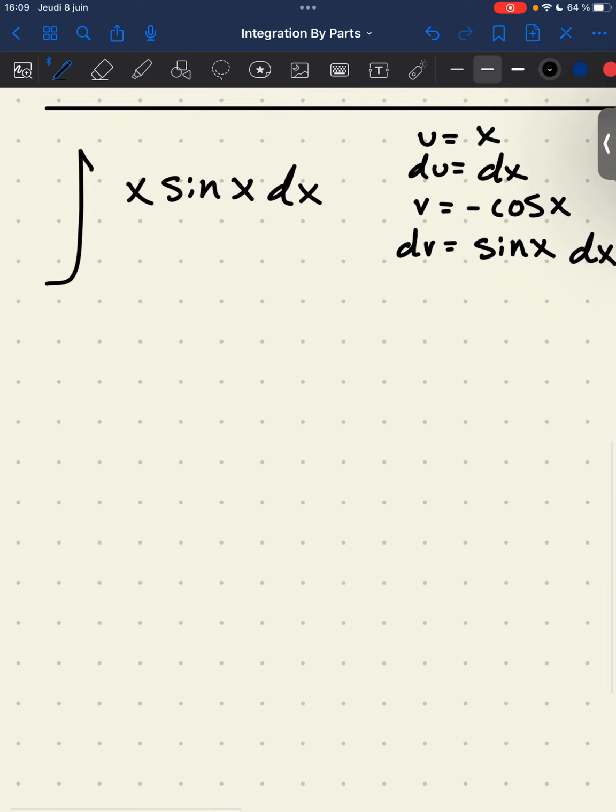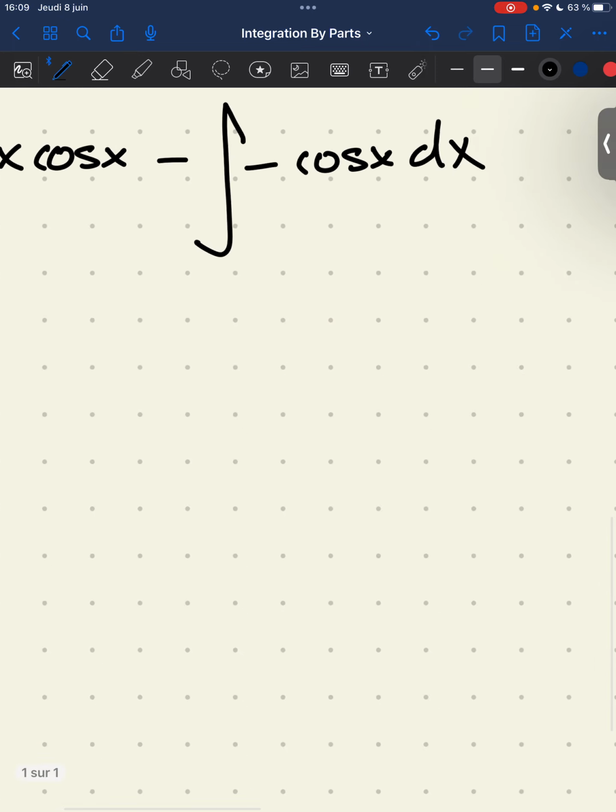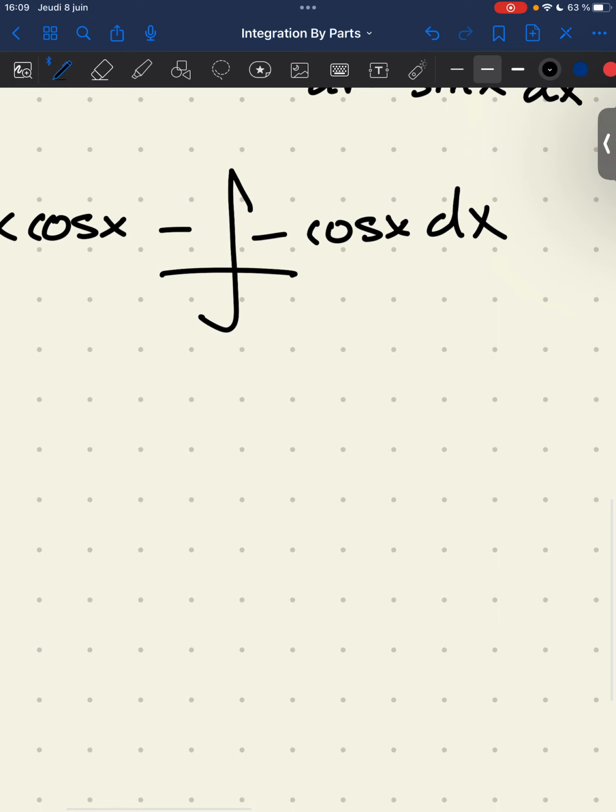Now let's simplify this integral down to give you negative x cosine x minus the integral of this one right here multiplied by this one right here. So that would be negative cosine x dx. Now what happens when you get a negative and a negative? You get just a positive. So this one you could just erase right there.